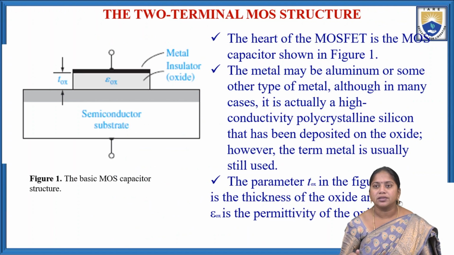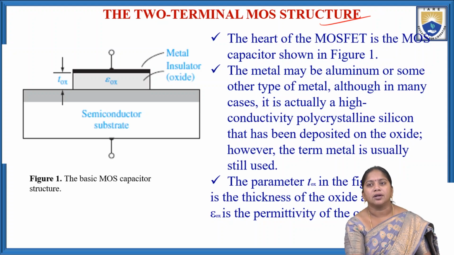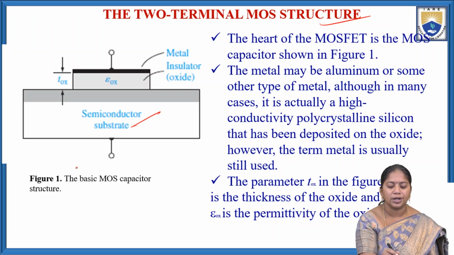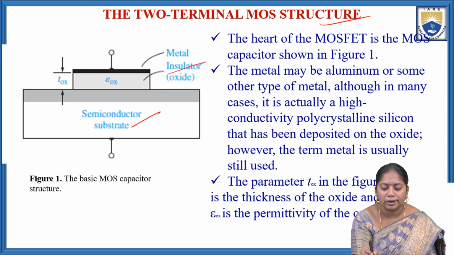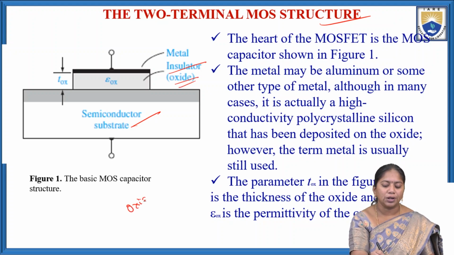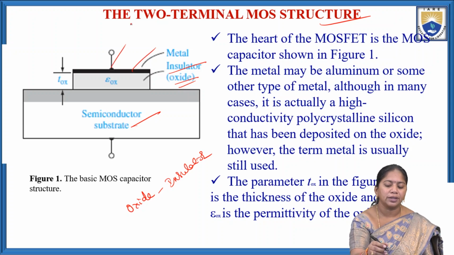First is the two-terminal MOS structure. The heart of the MOSFET is the MOS capacitor, shown in the figure. This is the semiconductor substrate. On top of it you have the insulating layer, which is the oxide layer, acting as the insulator. On top of the oxide layer we deposit the metal coating. On the metal we fabricate the electrodes, the top electrode and the bottom electrode. So this is the basic MOS capacitor design.